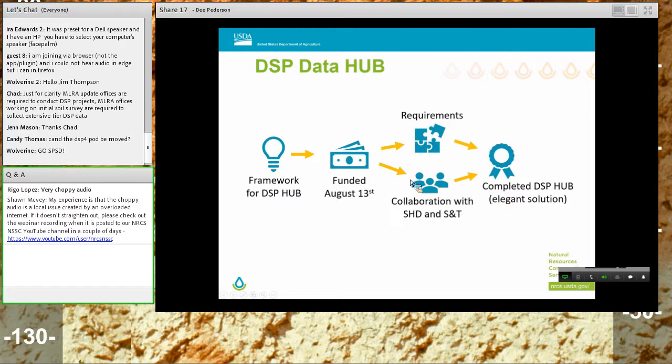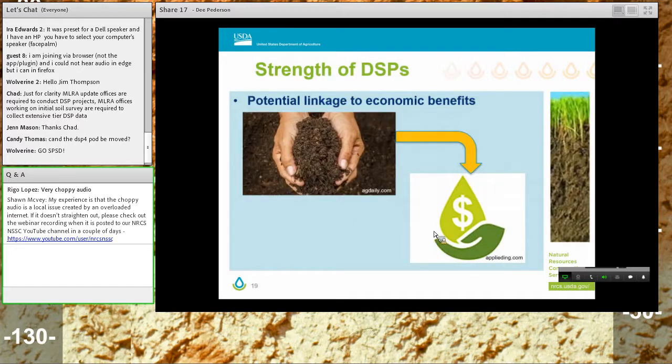I like to consider myself a good collaborator, so I'm just going to point out the collaboration with the Soil Health Division and Science and Technology. Those are imperative for the success of this data hub.